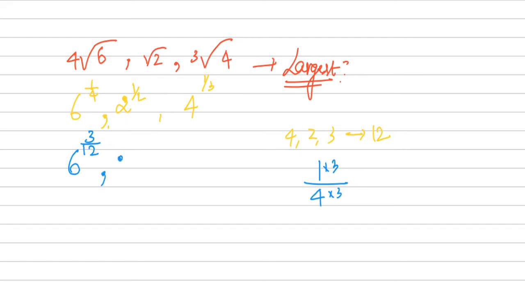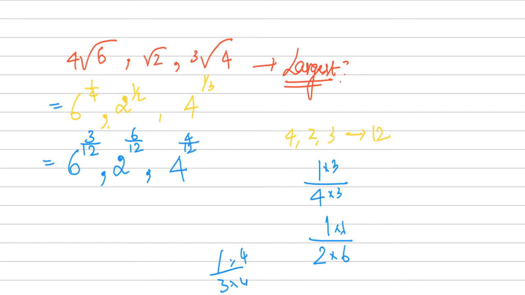And the next term, it is 1 by 2. When I want to convert this, I need to multiply it with 6. So I'll get 6 divided by 12, comma, the next term is 1 over 3, and the same, when I want to do it, I need to multiply it with 4. So after multiplying, I am getting 4 by 12. So 3 by 12, 6 by 12, 4 by 12.